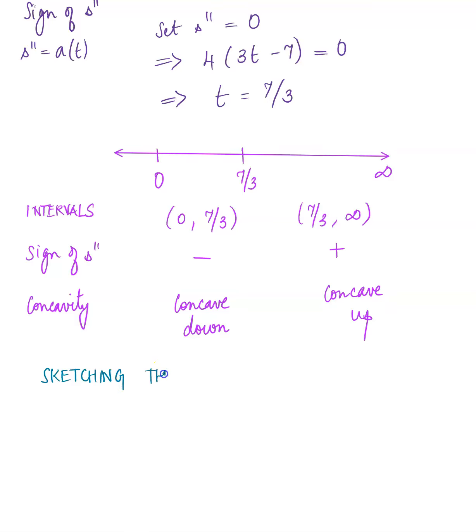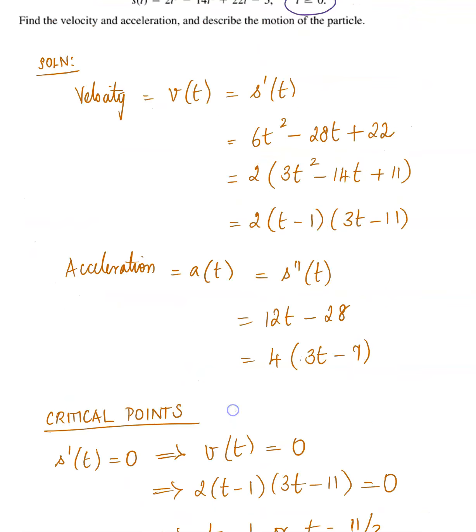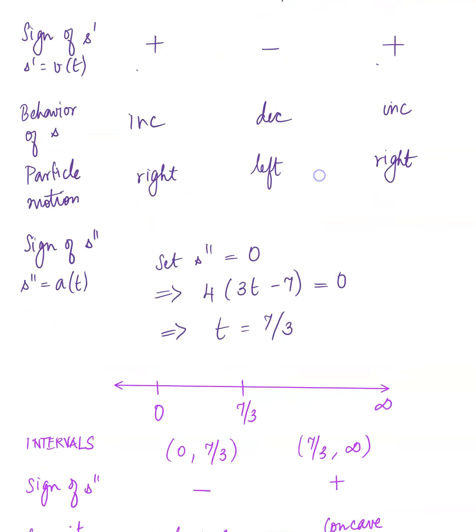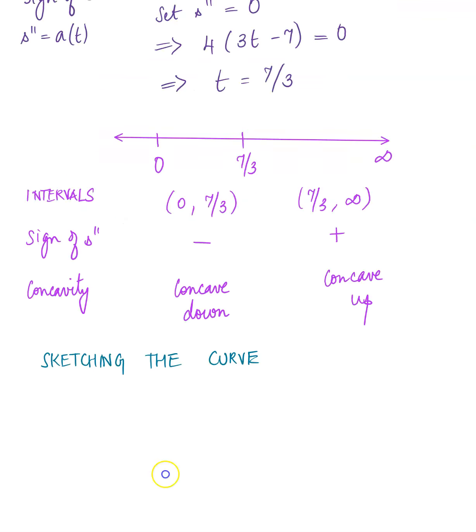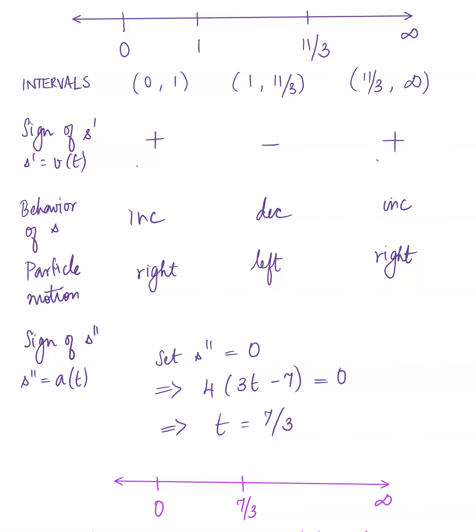Sketching the curve. How do I know we should be sketching the curve? It didn't say that. Well, it kind of did. It said describe the motion of the particle. We just said left and right, but we want to give the motion of the particle. To describe that graphically, we need to sketch the given graph. So go ahead and draw your axes with all these points. You need to have 0, 1, 7 over 3, 11 over 3. Put them all together.